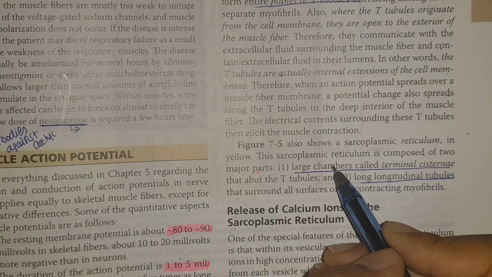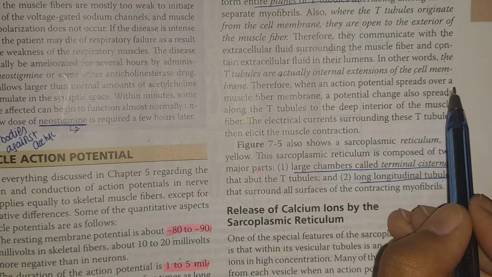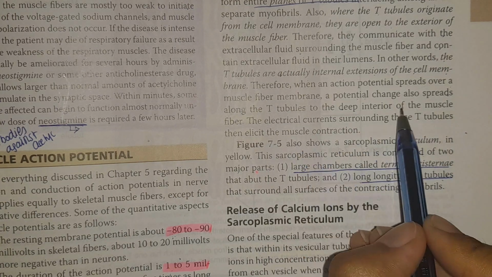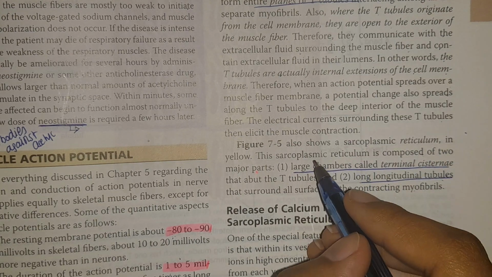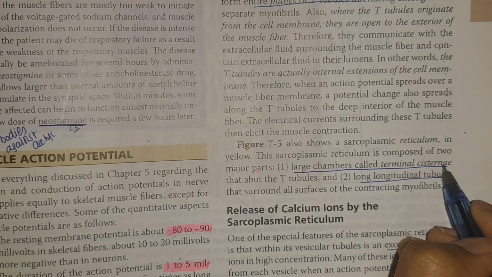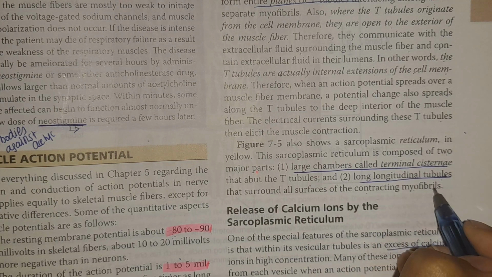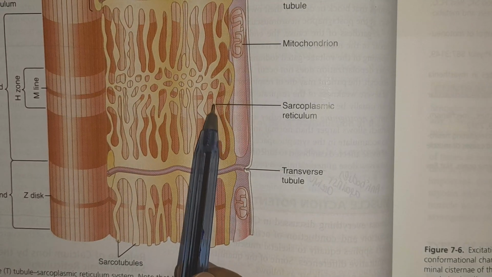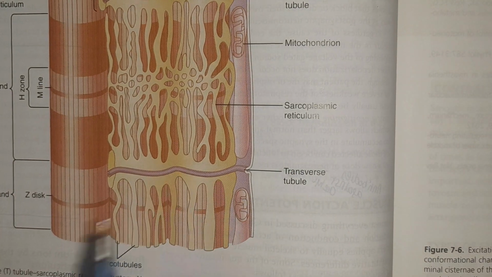Therefore, when an action potential spreads over a muscle fiber, a potential change also spreads along the T tubule because they are cell membrane. So the electric current surrounding the T tubules then elicits muscle contraction. Sarcoplasmic reticulum is composed of two major parts: large chambers, the terminal cisternae, and long longitudinal tubules surrounding all the surface of contracting myofibrils. Let me show you this. So we have the sarcoplasmic reticulum, this yellow area, then the sarcotubules, and then the transverse tubules. They are explaining this only.